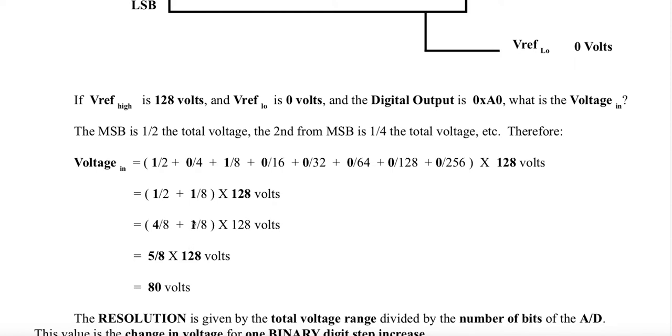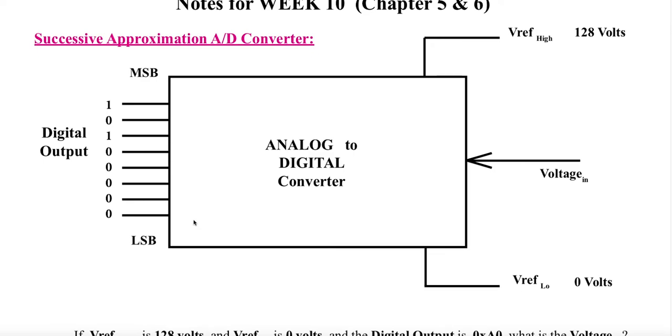Now this is the kind of question you're going to be asked on a test. You're going to be given a number like A0 or C0 or D0 or something of that nature. With V reference low and high, it could be 0 to 64, 0 to 128, 0 to 256, where the calculations are going to be very easy because you're going to have to do these without a calculator.